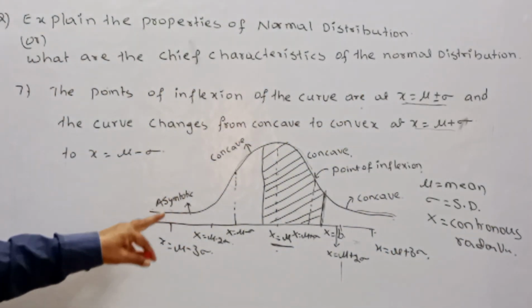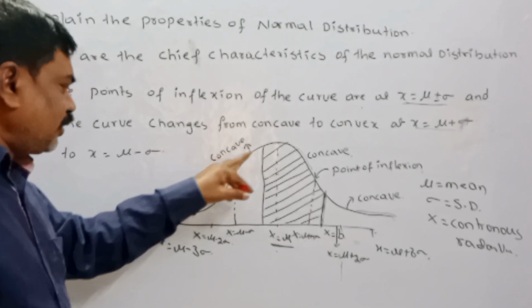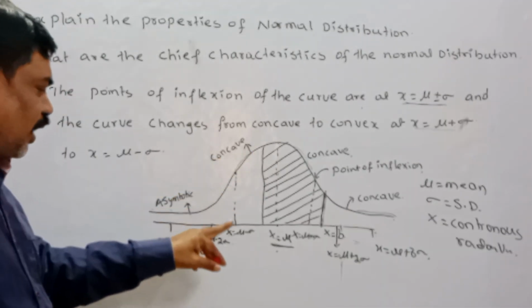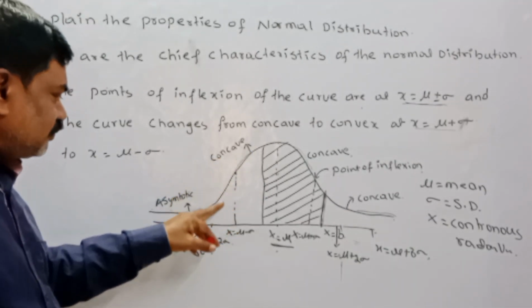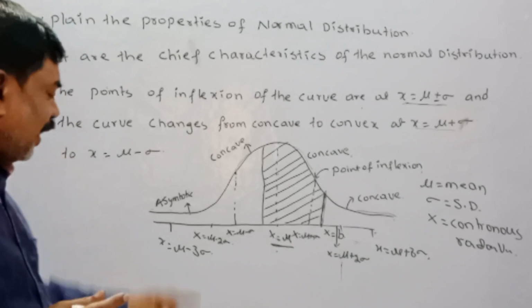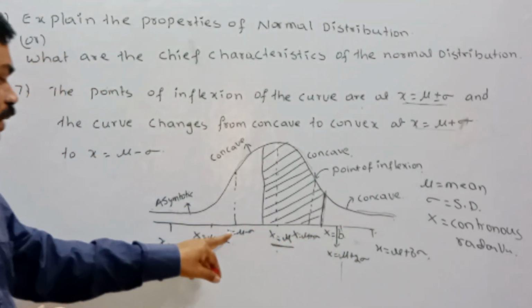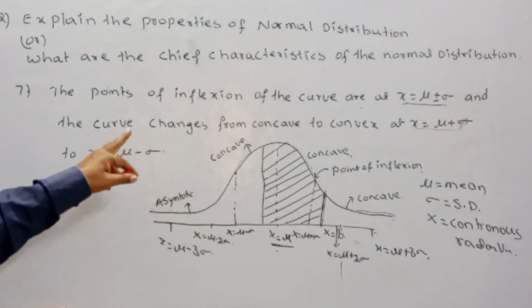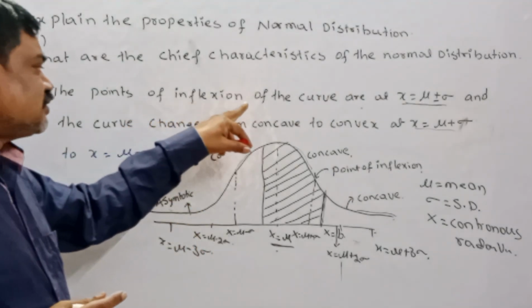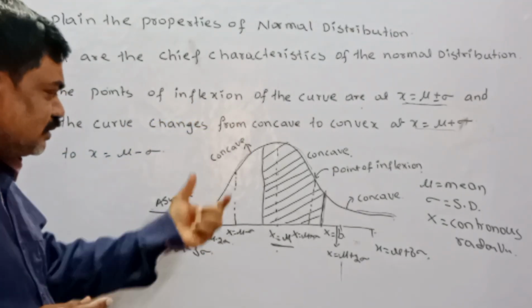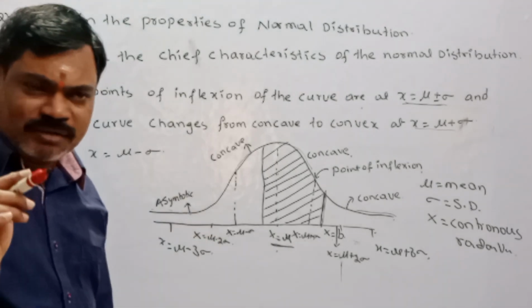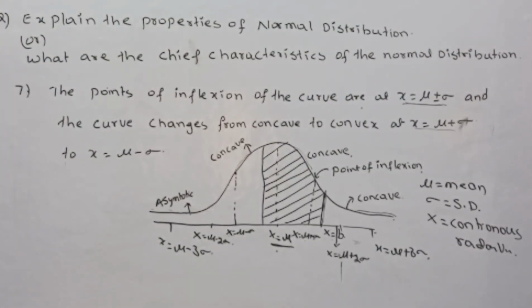This is the curve. Here the curve has a concave part and a convex part, and it changes from concave to convex at the points x equal to mu plus or minus sigma. These points are the inflection points of the curve. Okay, all of you, that's all. This is the seventh property of the normal curve.